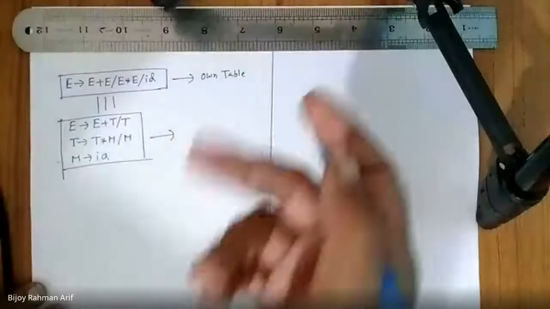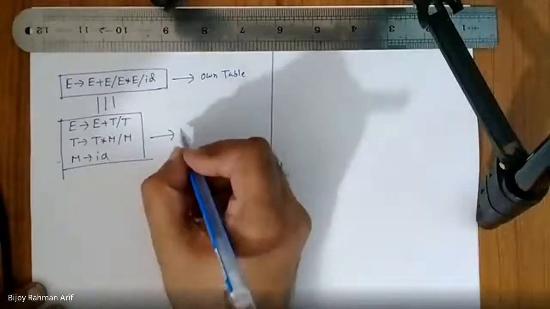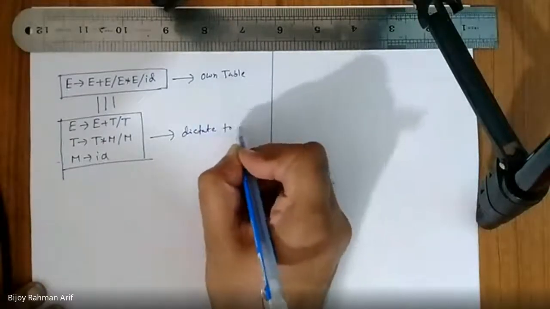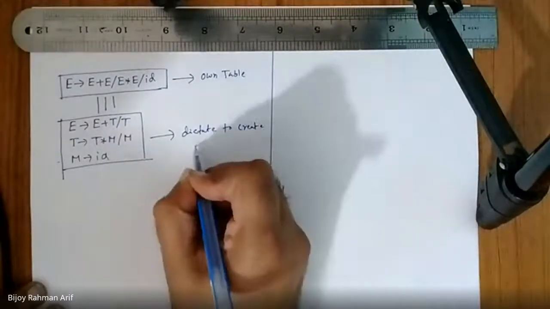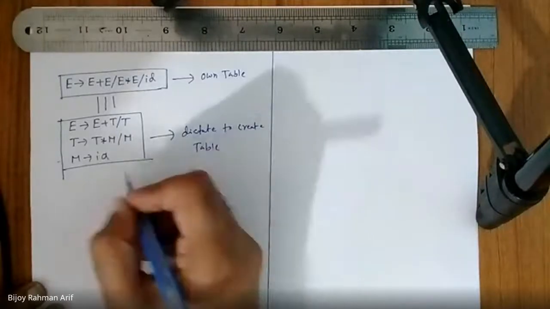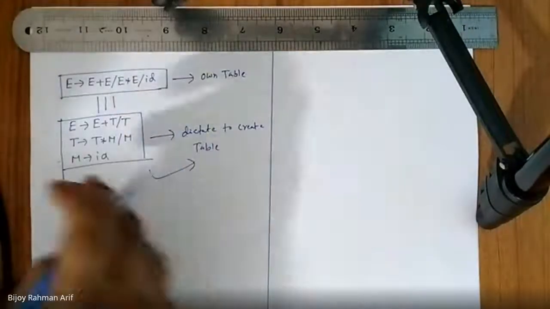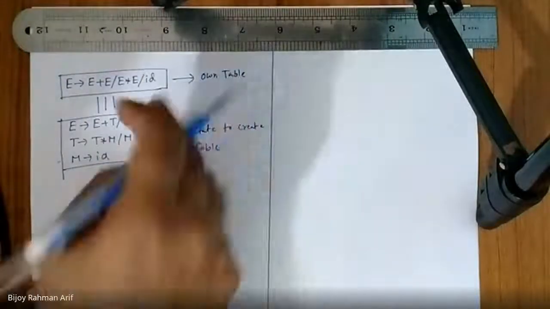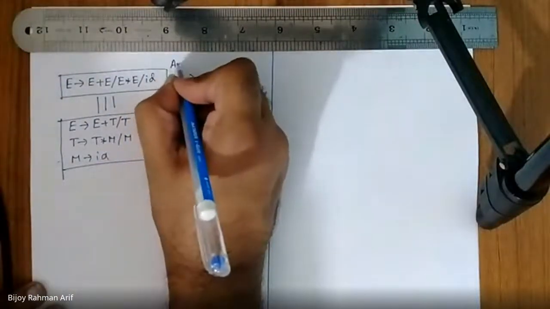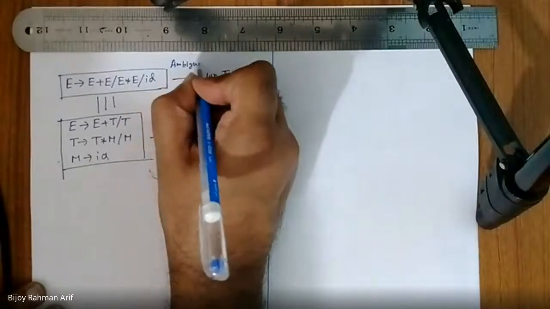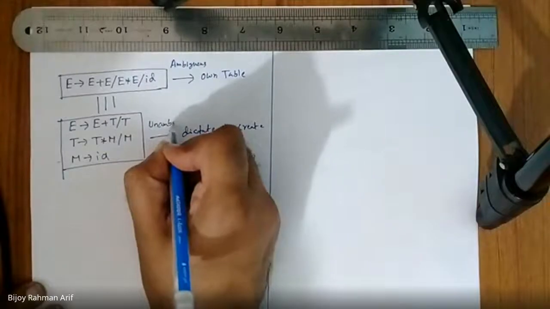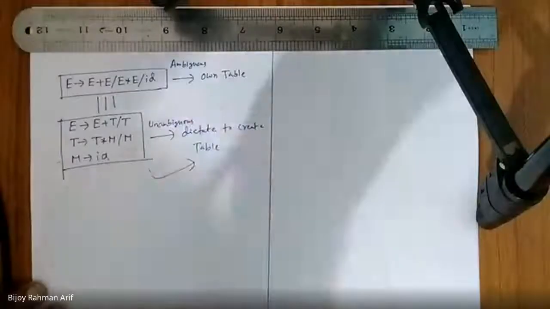So can you come up with your own table? This grammar will dictate how to create the table. So you don't have any option. You have to map this grammar to the table. On the other hand, if the grammar is ambiguous, then you can create your own table. Is this clear to you guys? Yes, sir. So this is the case.